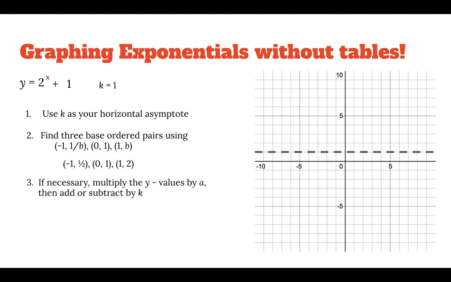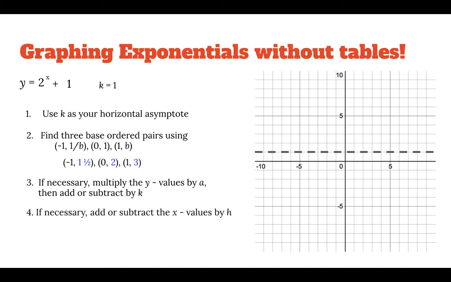Step 3, if necessary, so you may not have to do this every time, multiply my y values in the ordered pairs by a, then add or subtract k. Now I do not have an a value because there is not a number to the left of the 2 or in front of it, but I do, however, have a number in the k position. It's the plus 1. So I'm going to add a 1 to all of those y values in my ordered pairs. So 1 half gets bumped up to 1 and 1 half. 1 gets bumped up to 2, and 2 gets bumped up to 3.